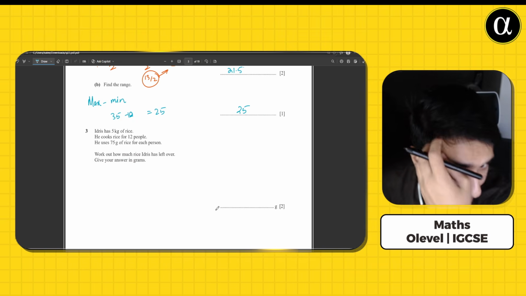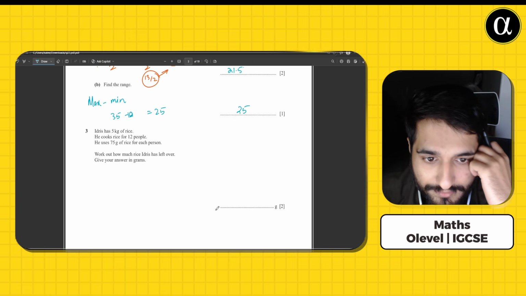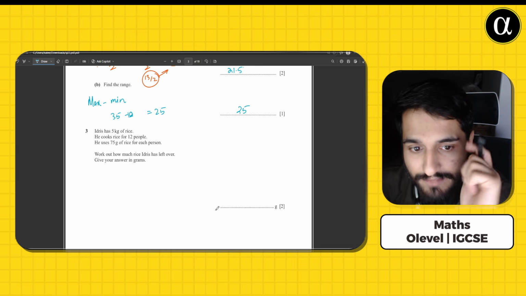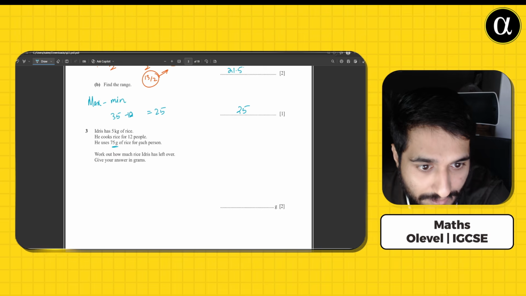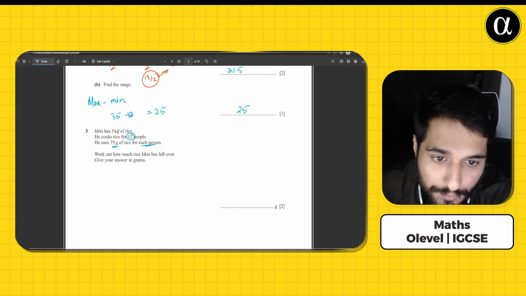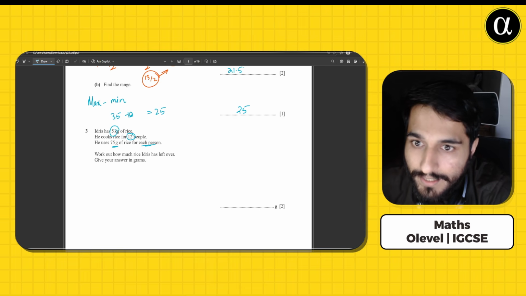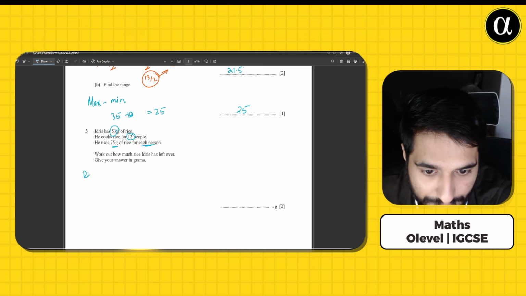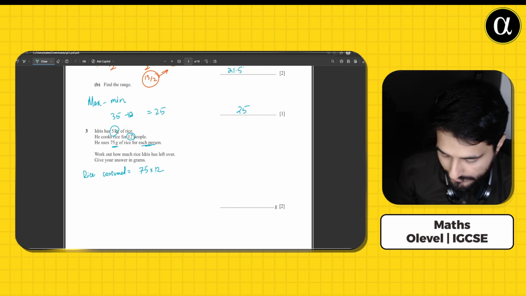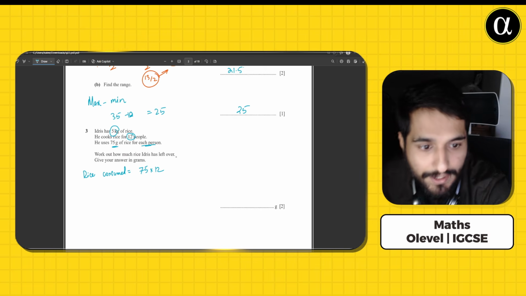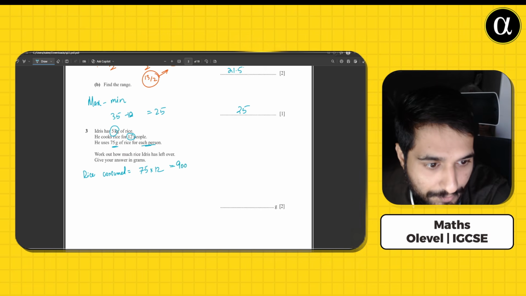Question 3 says that Idris has 5 kg of rice. He cooks rice for 12 people. He uses 75 grams for each person, for 12 people, and he has a total of 5 kg. Work out how much rice Idris has left over. So let's find the rice consumed. It's going to be 75 times 12, which is 900 grams of rice consumed.